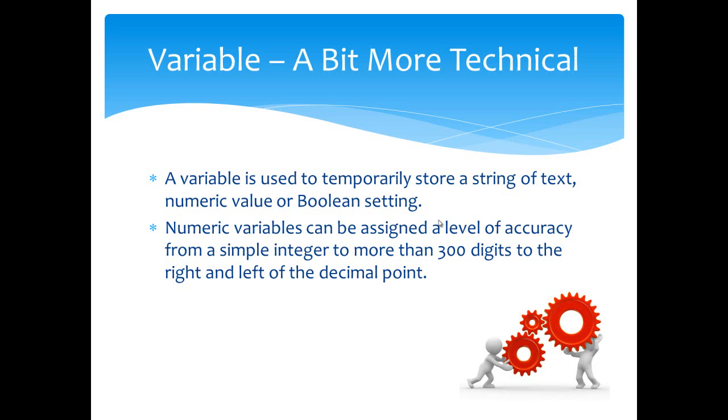So numeric variables can be assigned a level of accuracy. That's the important part. How big is that cup? It can be from a simple integer that's just going to hold a very tiny number, maybe a number less than 256, all the way up to 300 digits of accuracy to the right and the left of a decimal point.